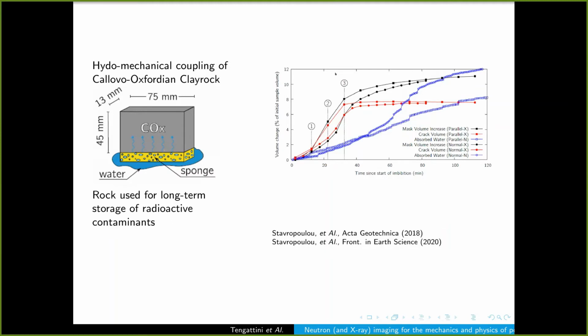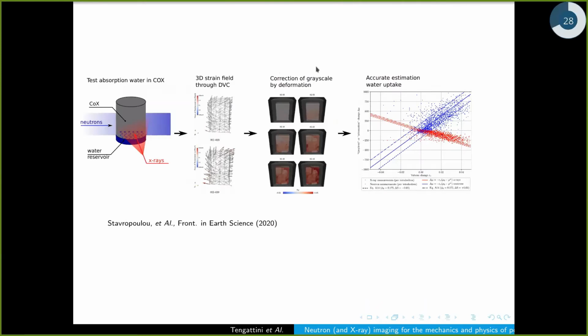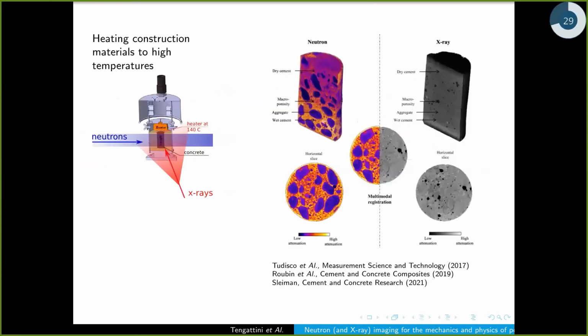And once the structures are open, these are the driving mechanisms that will bring the water all the way across. In following experiments, we repeated the same operation in confined condition, and we managed to even compensate for the deformation of the rock. So we could really very accurately quantify the amount of water imbibed into the rock and correlate it with the strain, the incremental strain as deduced by the X-rays.